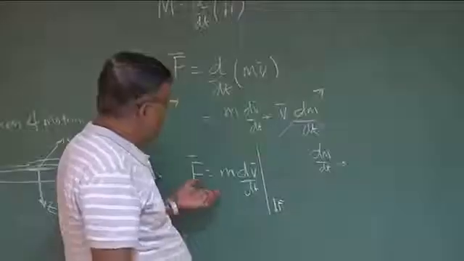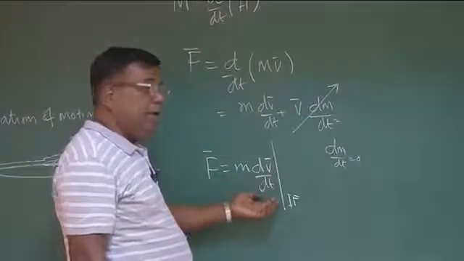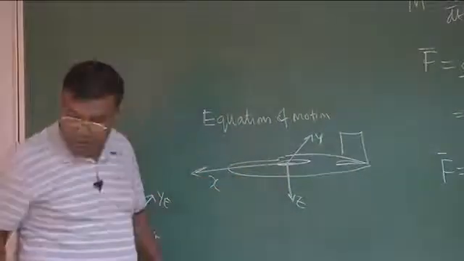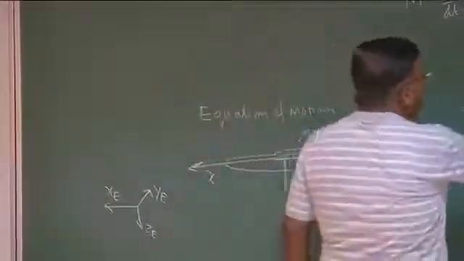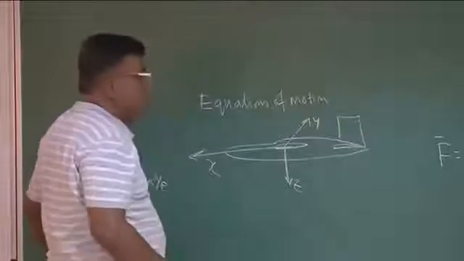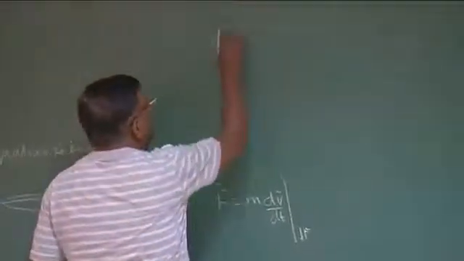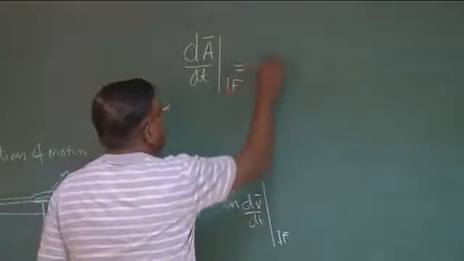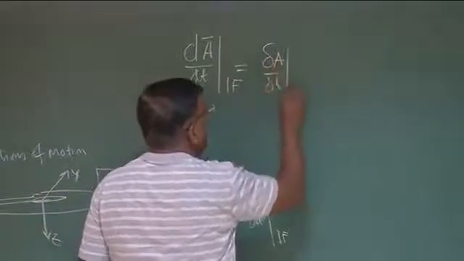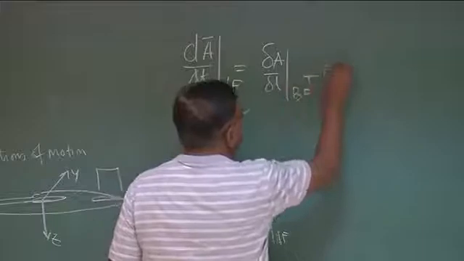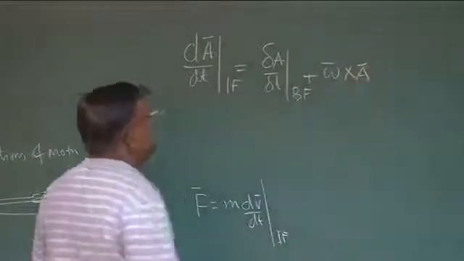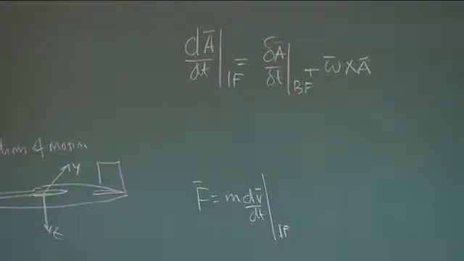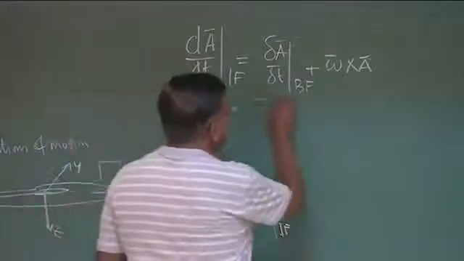But how to do that? We need to work in an inertial frame, but we have a motivation to work in the body fixed frame. So what is the trick? We said, after all, dv by dt is a vector differentiation. So we use this relationship: dA by dt in the inertial frame is dA by dt in the body frame plus omega cross A. Right? So this relationship helps us to work in the body frame.